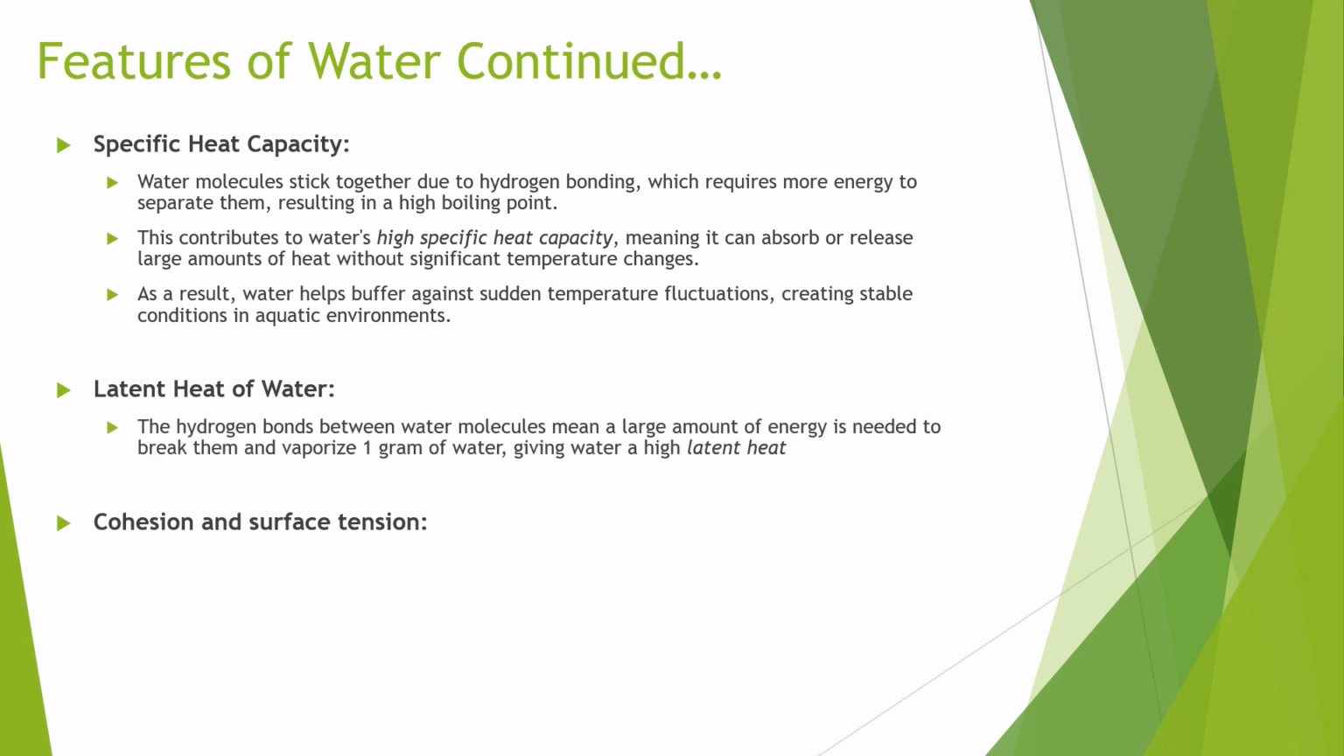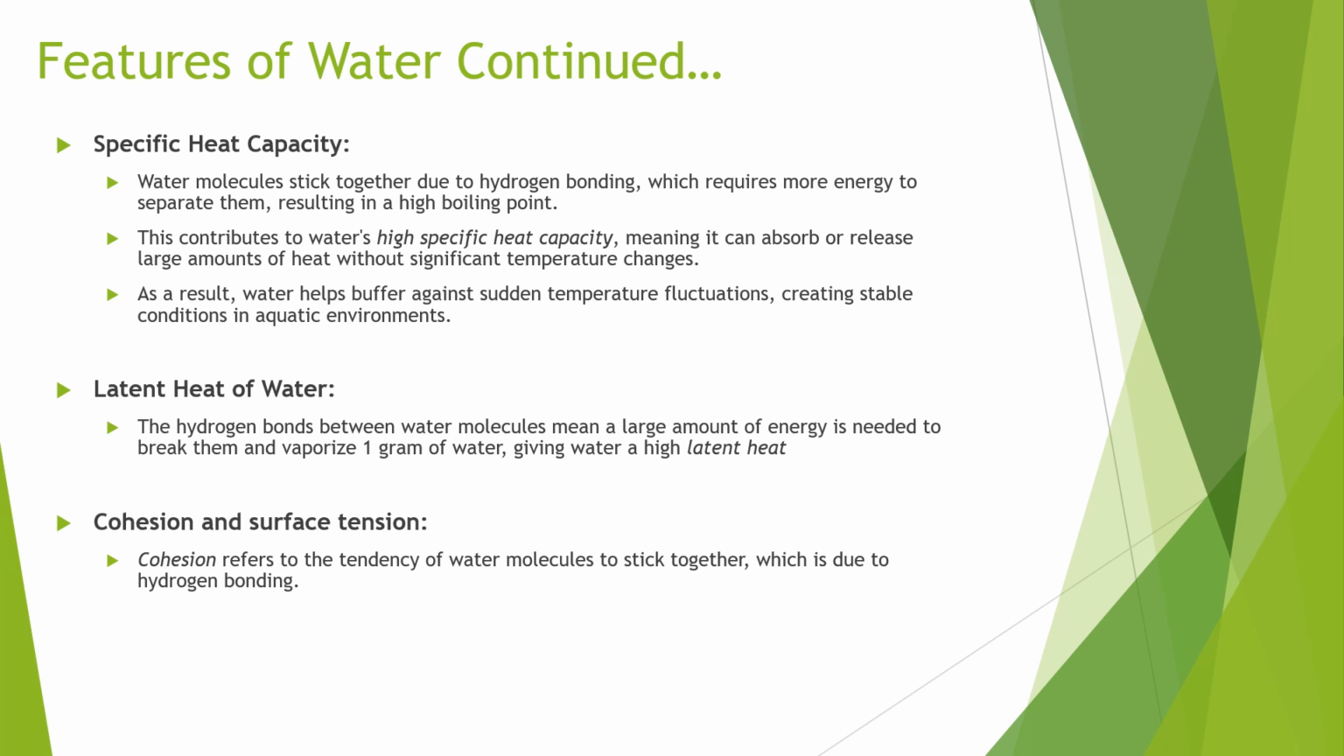Next, we have latent heat, which refers to the energy needed to change water from a liquid to a gas. Because water has strong hydrogen bonds between molecules, it takes a lot of energy to break these bonds and vaporize water. This high latent heat is why it's so effective in regulating temperature in living organisms. For example, sweating helps cool us down, as it takes a lot of heat energy to evaporate the water in sweat.